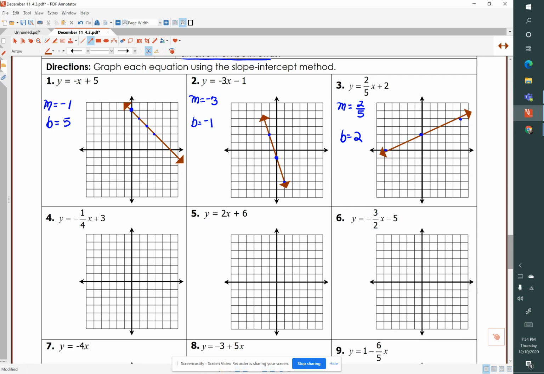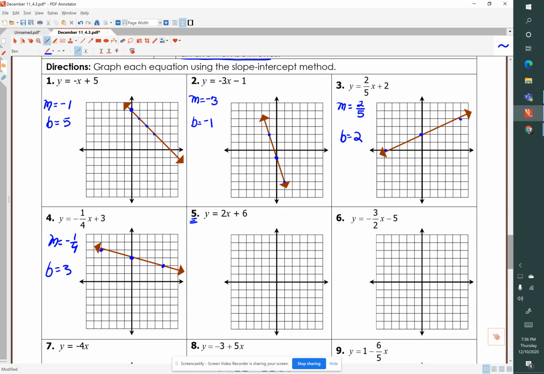Okay, so number 4, the slope is negative 1/4. The y-intercept is 3. So we start with the y-intercept, and we're going to go down 1 and over 4. We could go up 1 and to the left 4 as well. So let's graph that line and put arrows at the end.